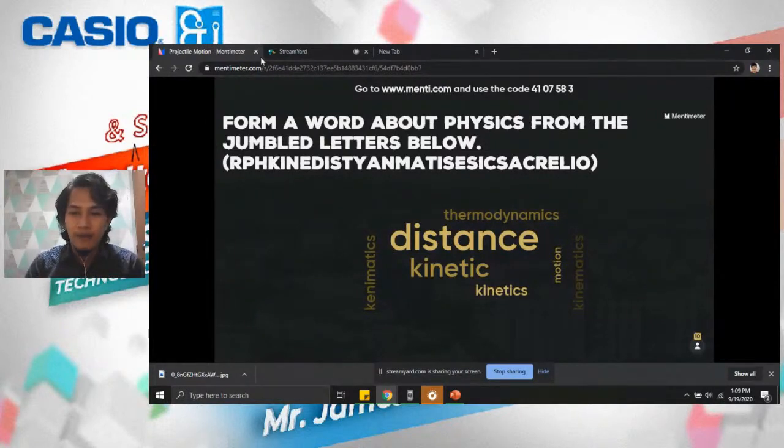So let's check. We have 10 participants. We have these words: kinetic, kinetics, motion, kinematics, distance, and thermodynamics. Sige po, siguro kahit mga 20 tayo, saka tayo next.